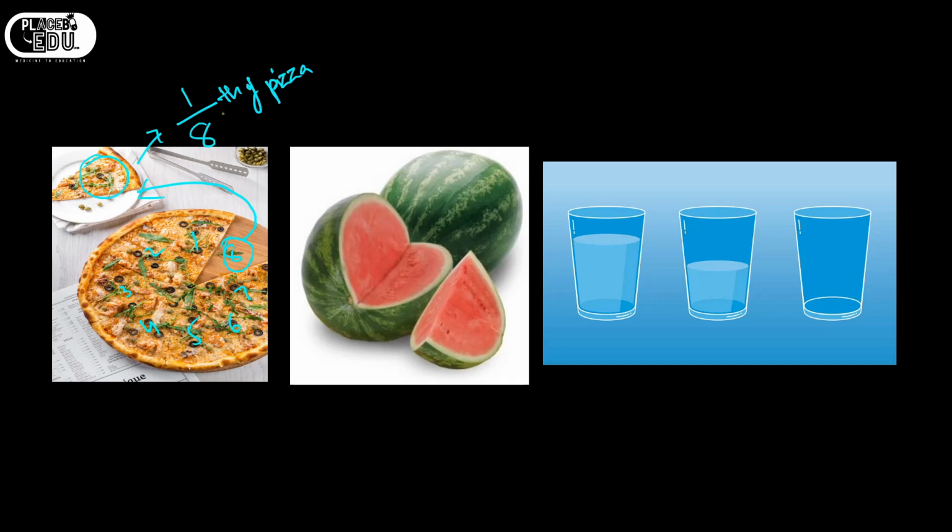Understood? And see here, the watermelon. This whole watermelon is 1, and it is cut into 4 parts. See here, this is 1, 2, 3, 4. This one should be represented as 1 by 4. Understood? We have taken 1 by 4th of the watermelon.